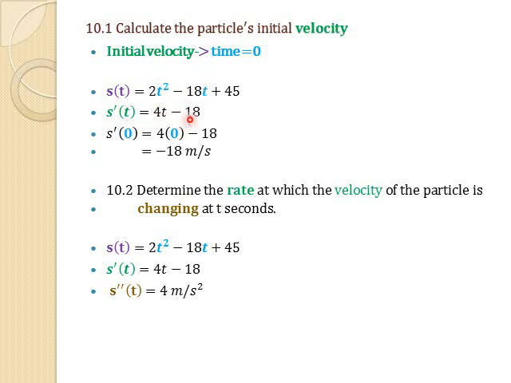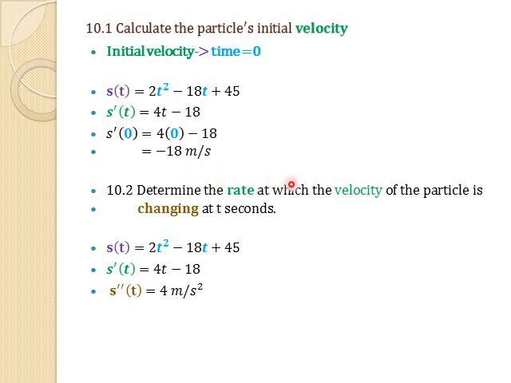1 times negative 18, negative 18. Times 0, so there in the place of t, 0. 4 times 0, and it gives me negative 18 meters per second. So that's the particle's initial velocity, minus 18 meters per second.